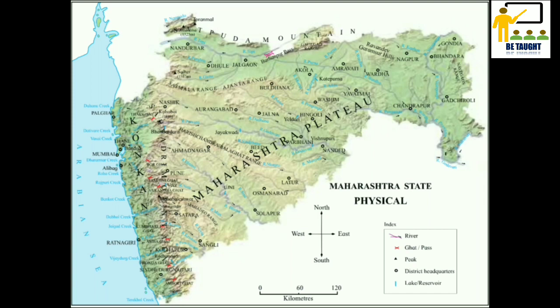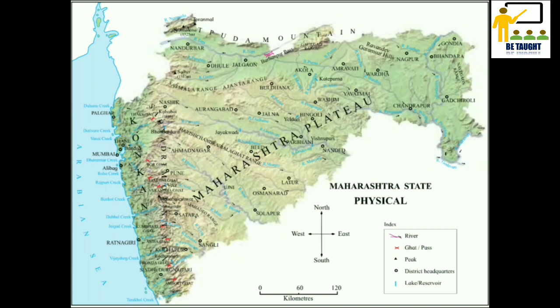Now we shall learn about the physical map of our state of Maharashtra and we shall plot the different questions which are asked over here. We shall read and we shall plot the places in it. What is the name of the mountain that spreads from north to south in our state? Yes, it is the Sahyadri mountain.